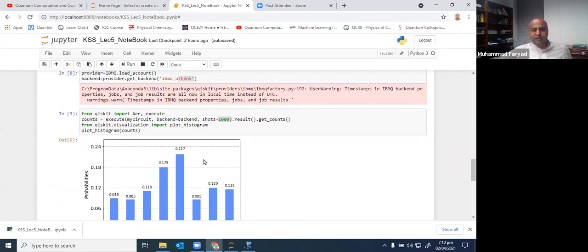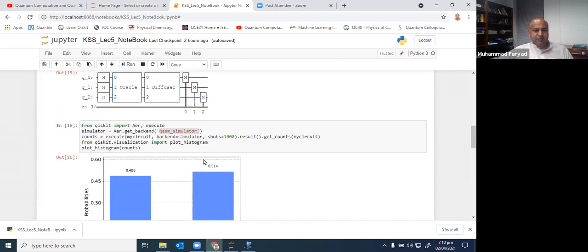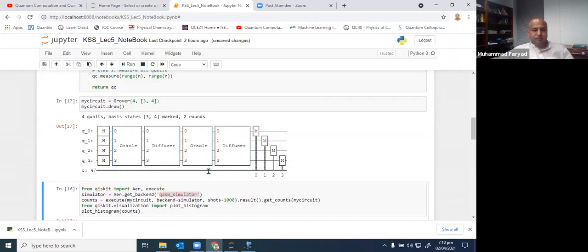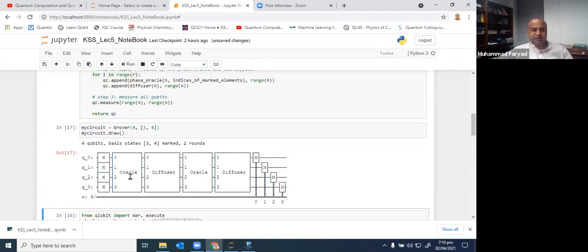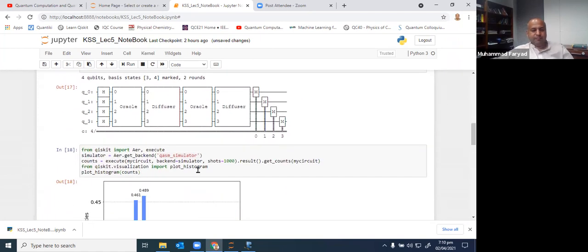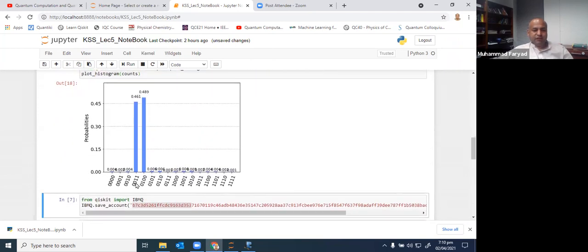Okay, so any question regarding the algorithm? Let me show you just one more example. Suppose I'm using a 4 qubit circuit and I'm still marking this 3 and 4. So now you see my circuit is being implemented with 2 repetitions of oracle and diffuser, oracle, diffuser. And if I just run this, again 011, this is the 3 state, and 100 the 4 state, they are being shown with high probability, and all other states are coming with smaller probability.